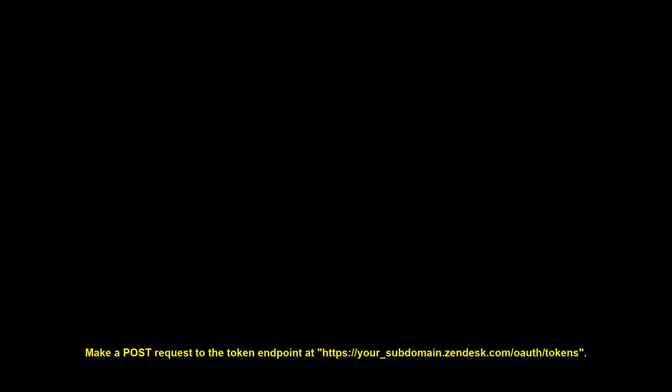Make a POST request to the token endpoint at https://your_subdomain.zendesk.com/oauth/token. Include the client ID, client secret, and the authorization code in the request body. Once the request is successful, you will receive an access token and a refresh token. Store the access token securely, as it will be used for API requests.